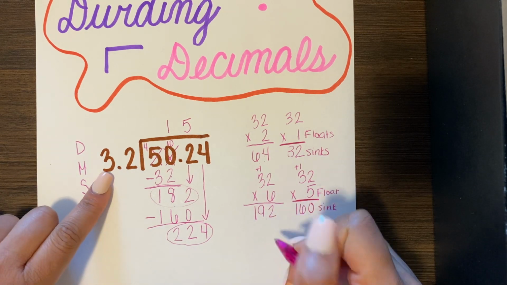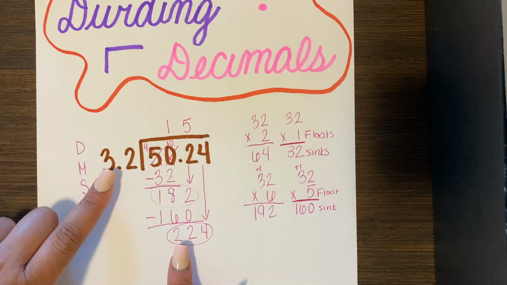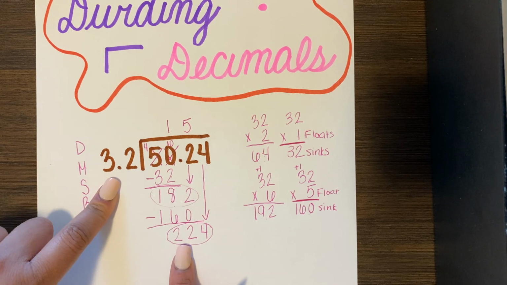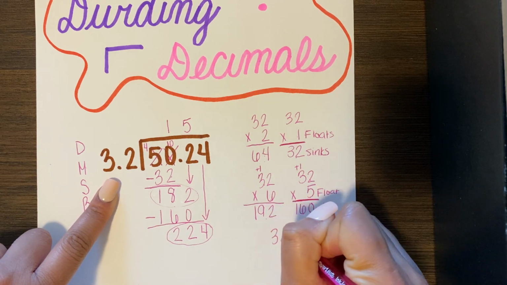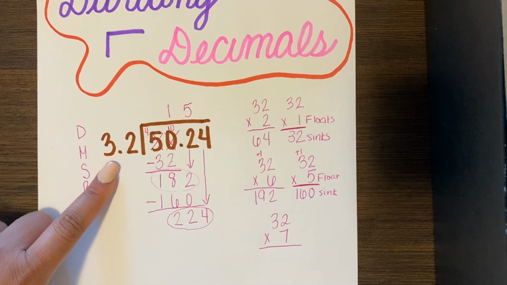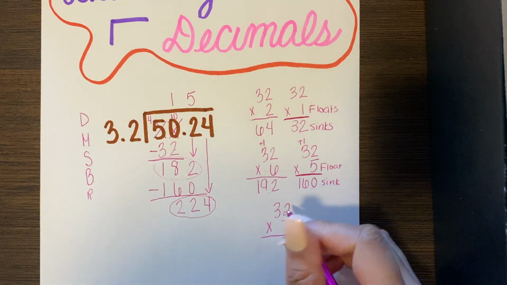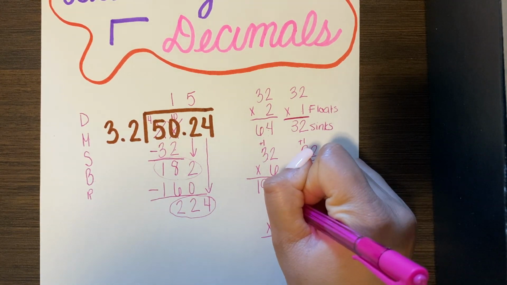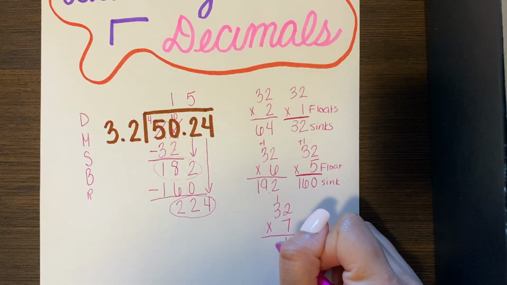So I look at the 3 and I look at the 22. I know that 22 is close to 21. I know that 3 can go into 21 7 times evenly. So the number that I'm thinking about multiplying by is going to be 7. Okay, so now I have 32 times 7. 7 times 2 is 14, and I'm going to carry the 1. 7 times 3 is 21, plus 1 is 22.